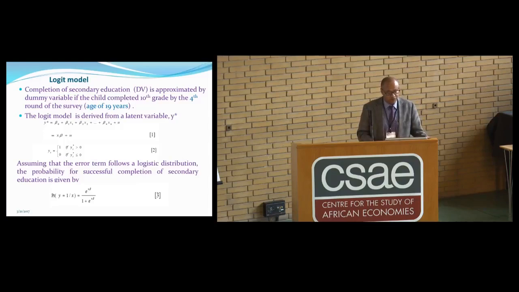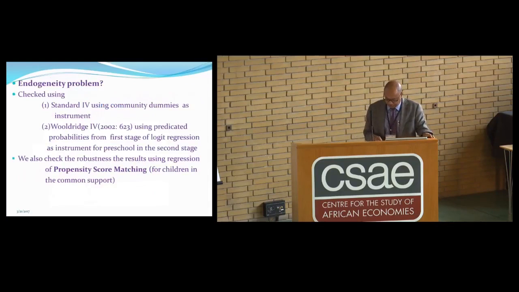We develop a logit model of completion of secondary education, which is our dependent variable, approximated by the dummy variable if the child completes 10th grade by the age of 19 years during round 4. The average age is 19 years. So we develop a logit model, where one of the variables in the vector X is the preschool attendance of children.